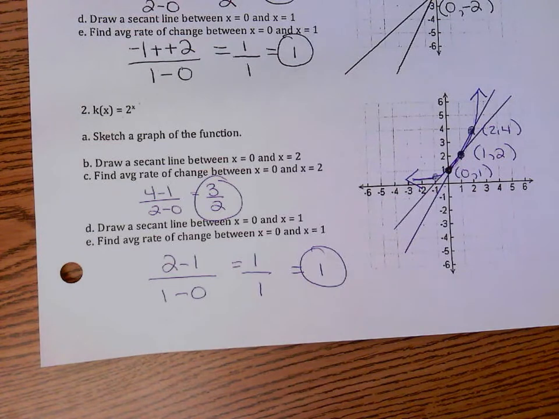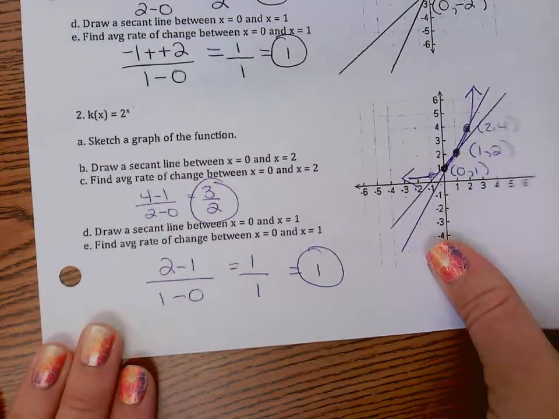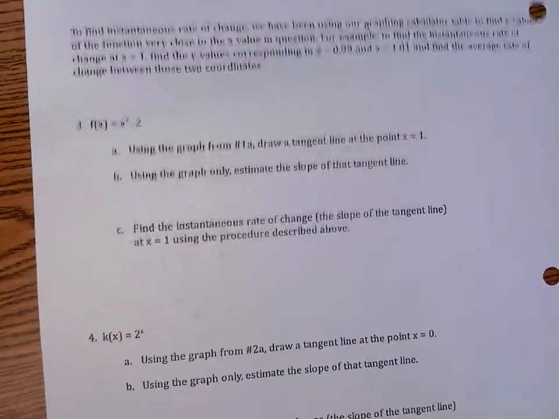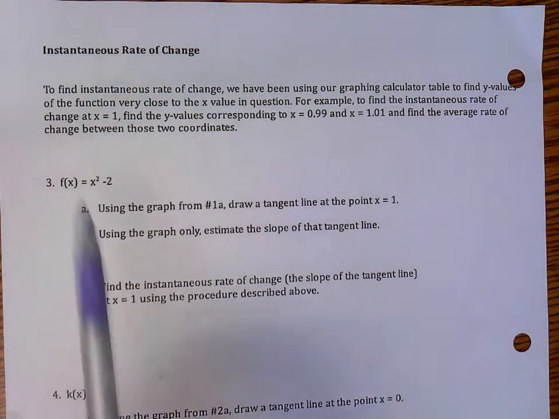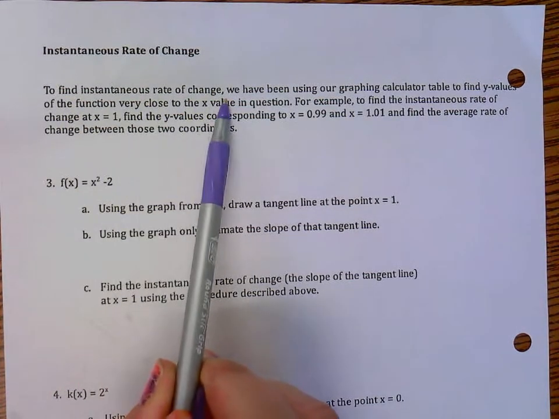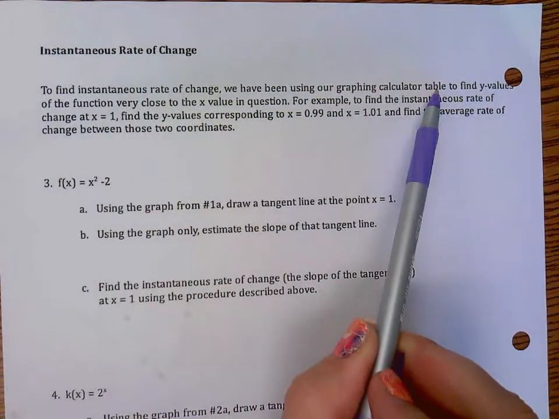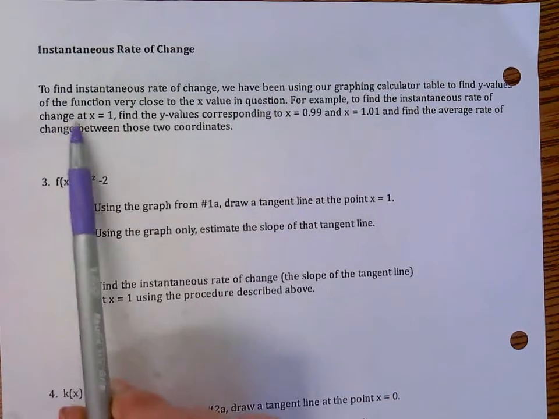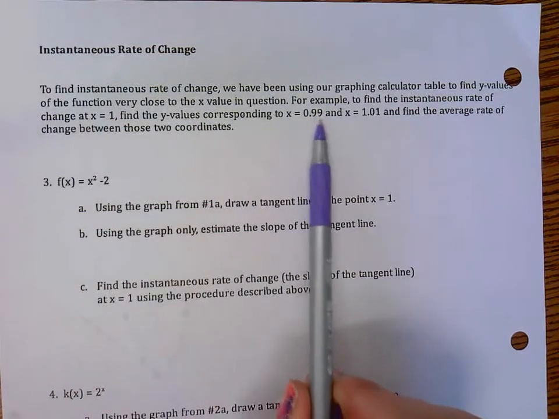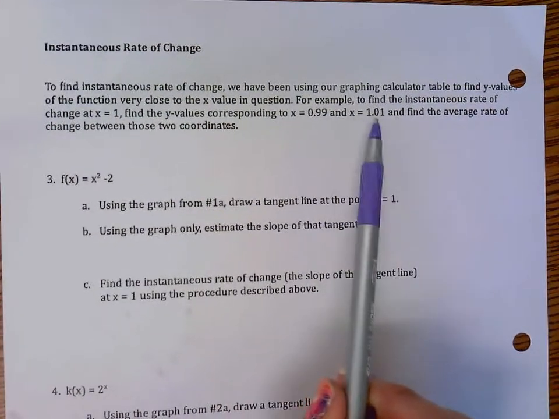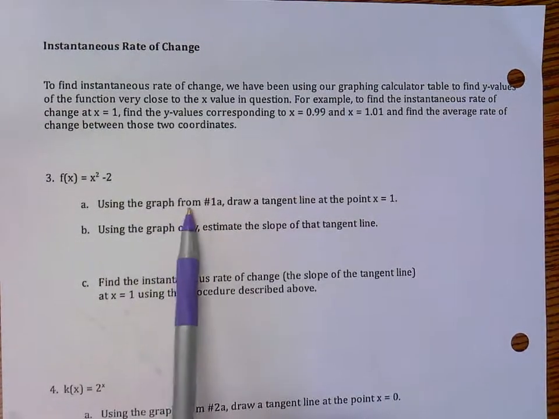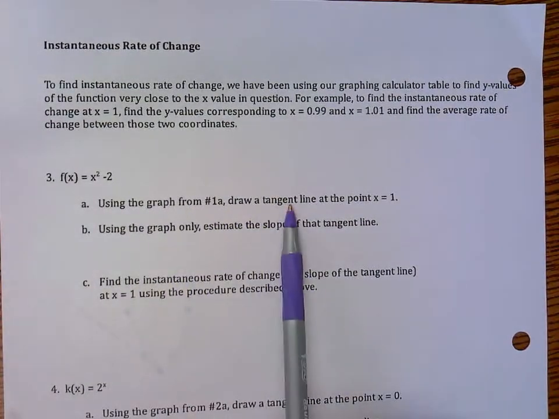Okay. So instantaneous rate of change. We've looked at this throughout the year. So we're going to look at this in relation to the graphs on the front page. So it says to find the instantaneous rate of change, we've been using the graphing calculator. So to find the instantaneous rate of change at 1, we're doing this 0.99 value and 1.01 to find the rate of change between those 2 points. So it says, let's use the graph on the front page and draw a tangent line at 1.